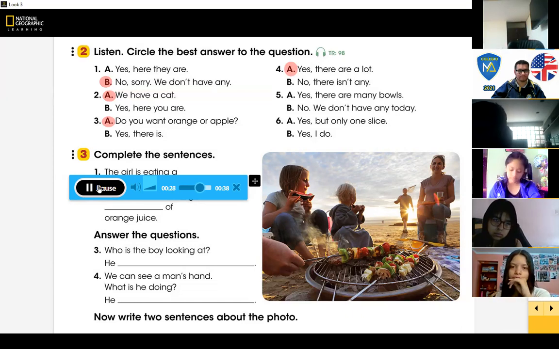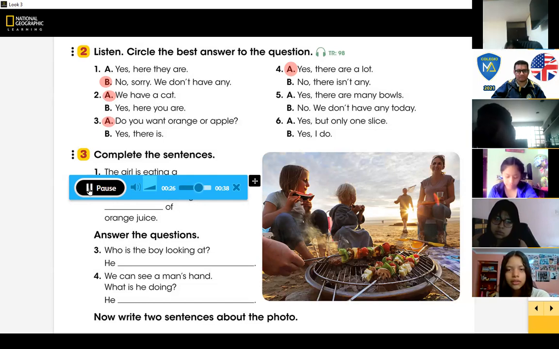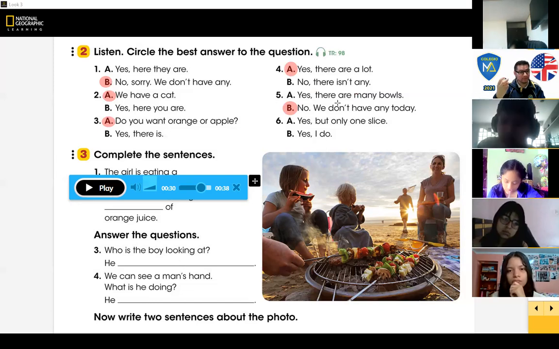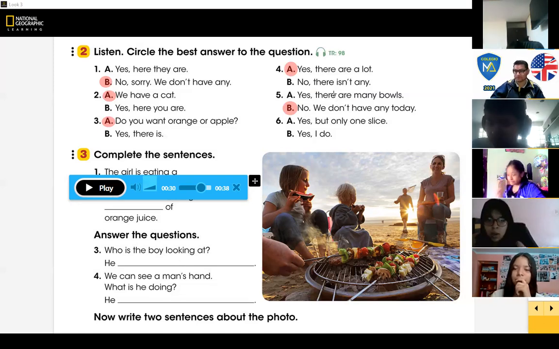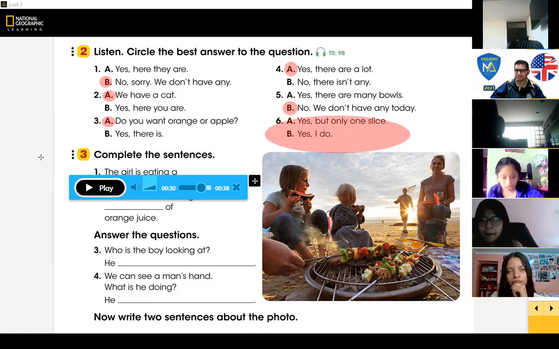Five. Can I have a small bowl of soup, please? Yes, there are many bowls. Okay, but is this singular or plural? Listen to the question: small bowl of soup, please. Five. Can I have a small bowl of soup, please? No, we don't have any today. Yes, porque no es en singular. Mira, la respuesta de arriba es en plural. Recuerda que si te pregunta en singular, tienes que responder en singular. Por eso, can I have a small bowl of soup, ¿no? ¿Me puedes dar un tazón pequeño de sopa? A bowl, ¿no? Entonces, tu respuesta tiene que ser en singular. ¿Ya? Number six, pay attention.